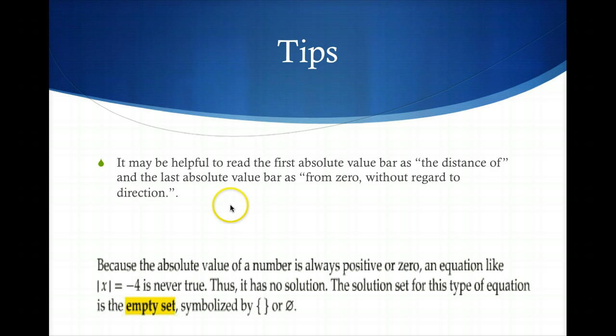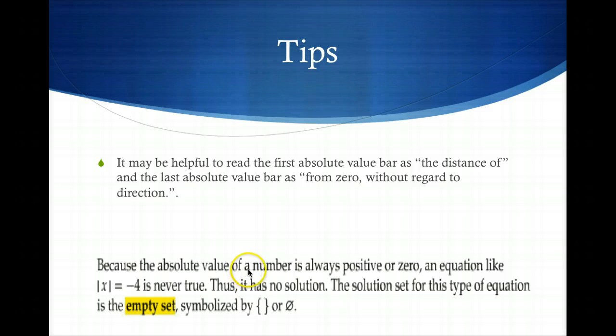A couple of tips. It may be helpful to read the first absolute value bar as "the distance of," and the last absolute value bar as "from 0 without regard to direction." So if you're reading the absolute value of 6x minus 2, you could read it as the distance of 6x minus 2 from 0 without regard to direction.